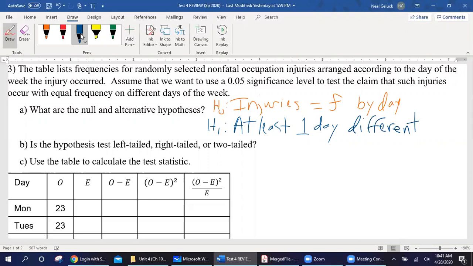Letter B is kind of a trick question. Is it left-tailed, right-tailed, or two-tailed? Chi-square stuff, which is what we're doing in this goodness of fit, it's always right-tail. Because we're always cutting off somewhere and then looking to the right of that. So it's always, always, always right-tailed.